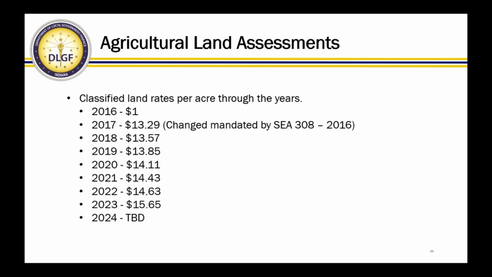Along with that, we have the classified land rates, and prior to 2016, the classified land rate was $1, and then in 2016, the legislature changed how the classified land rate is calculated, and you can see that the amount has gone from $13.29 an acre in 2017 to the current $15.65 per acre amount. The 2024 rate, much like the agricultural land base rate, will be updated, and we will have the classified land rate disseminated by December 31st.